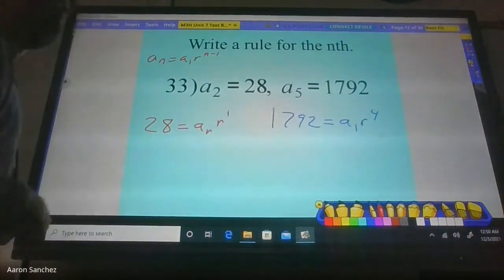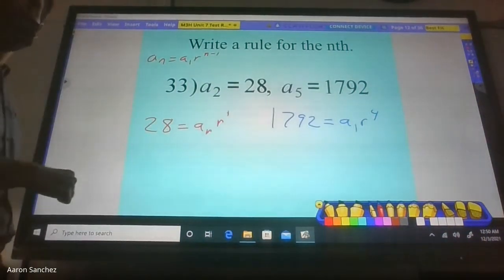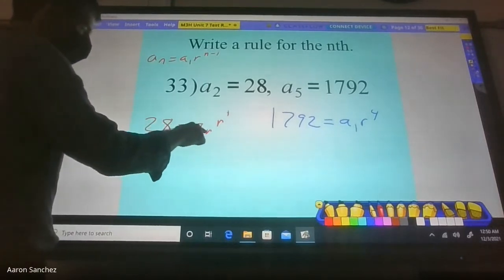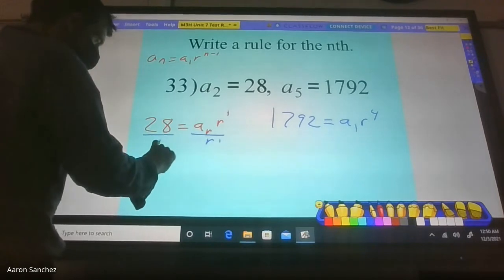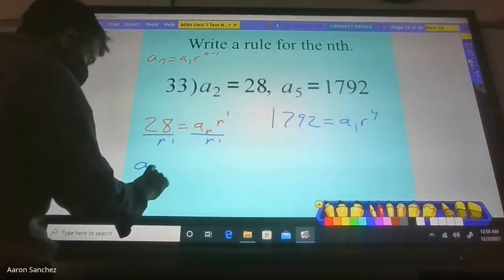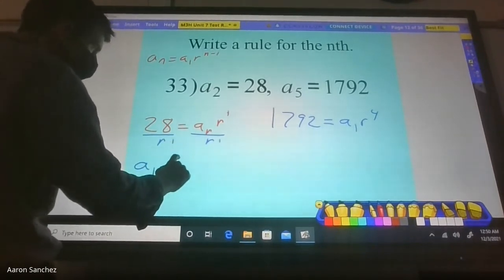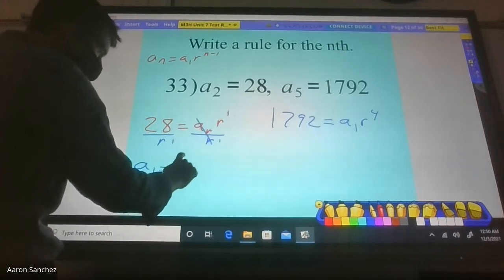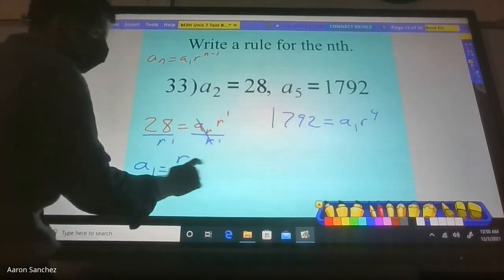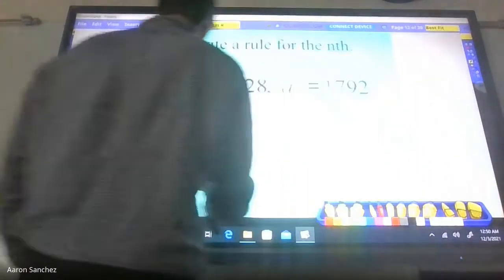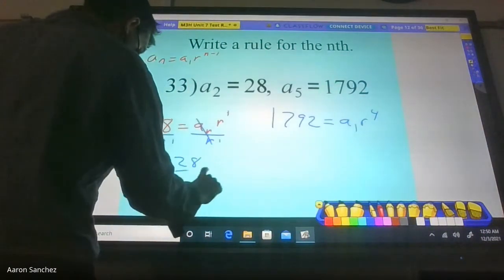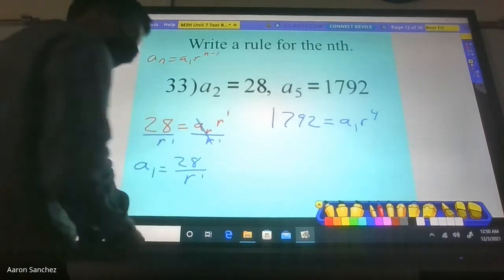So now let's solve for r. No, solve for a sub 1, right? So we divide by r to the 1. So a sub 1 equals, that goes away, sorry, 28 over r to the 1, right?